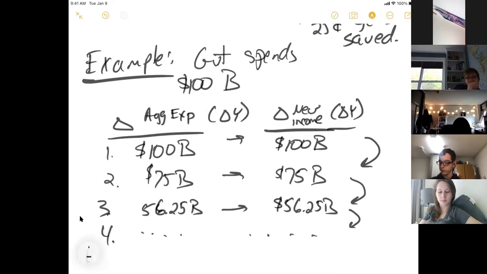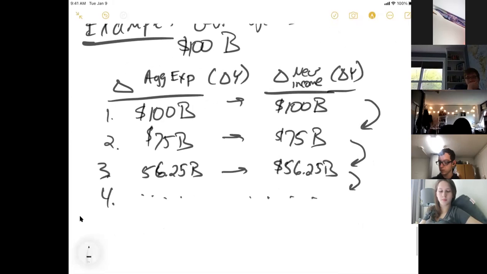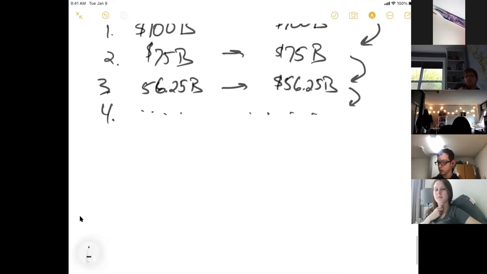The key thing here is to recognize that if the government spends $10 more, that's not the end of the story. New spending actually leads to new income, which leads to new spending, which leads to new income. You can actually quantify this.